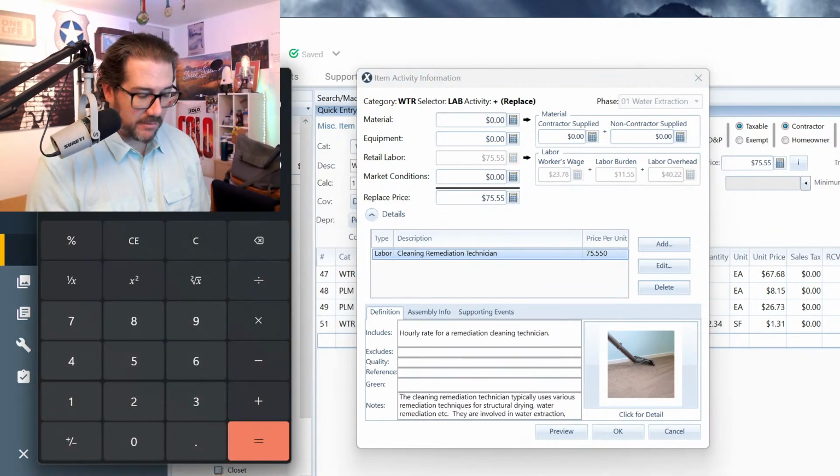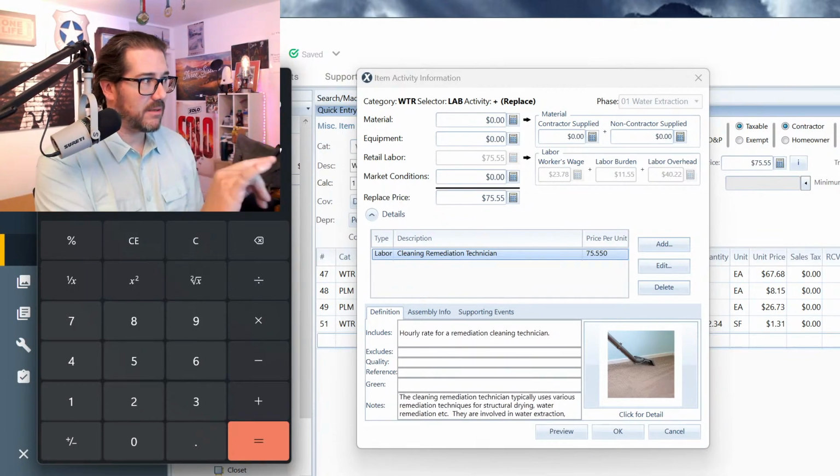If we add our 2378 plus our 1155, that gives us 3533. So if our $40.22 divided by 35, what was that, 33? Yeah. That's a 113% markup on that cost. So your cost has been marked up.